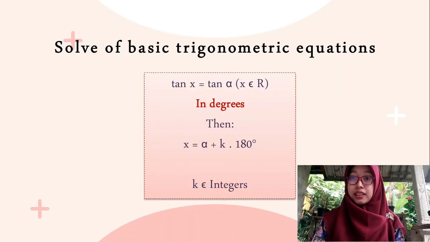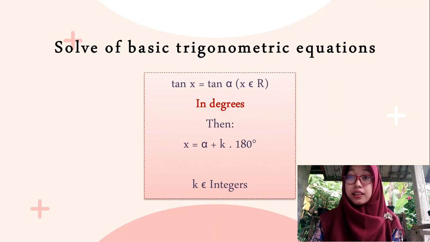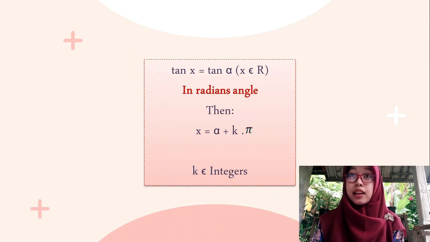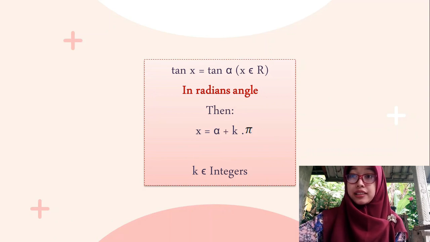The next part is solving basic trigonometry equations. tan x equals tan a, for x an element of the real numbers. In degrees, x equals a plus k times 180 degrees for k an integer. And in radians, x equals a plus k multiplied by π for k an integer.